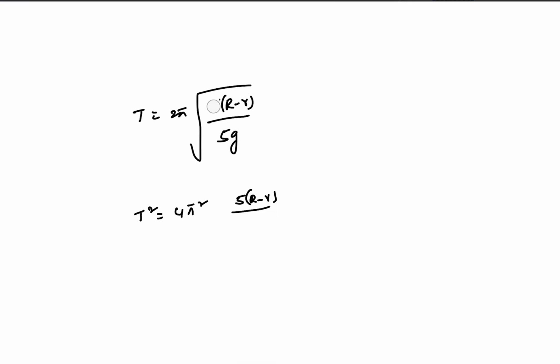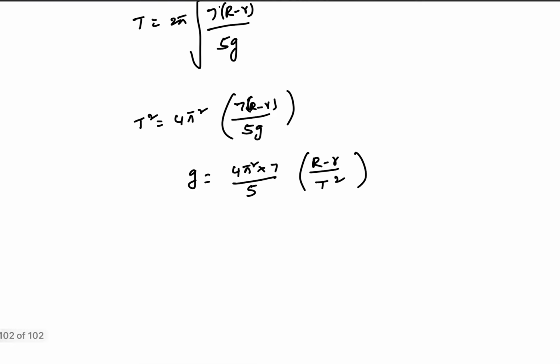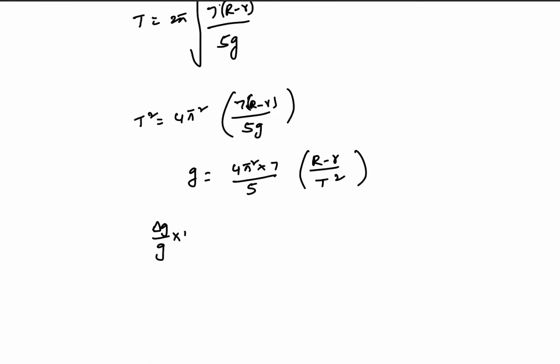Now you can square on both sides. T square is equal to 4 pi square into 7 into (R minus r) divided by 5 into G. Here, not the 5 into, 7 into. Okay, here also we read the 7 into. You can write G is equal to 4 pi square into 7 divided by 5, next (R minus r) divided by T square. We want these terms actually.